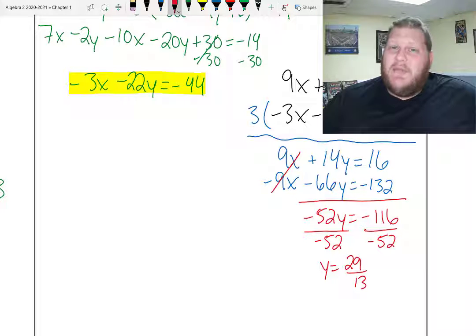Sometimes we don't get the prettiest of answers. Don't let that smudge your opinion of substitution. The process is not the reason why we have these ugly answers. It's the numbers that I chose for my equations, and that is what it is.